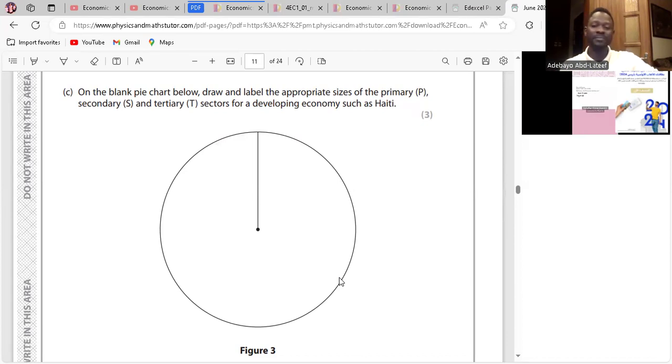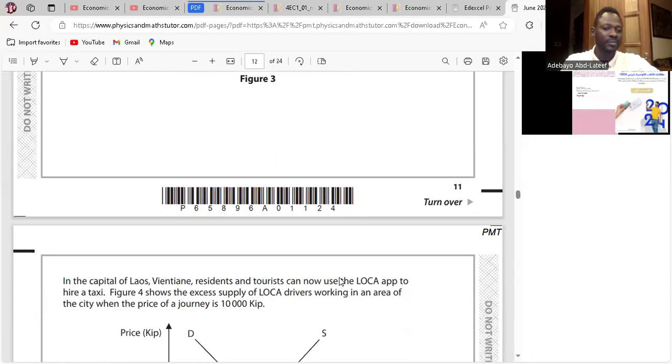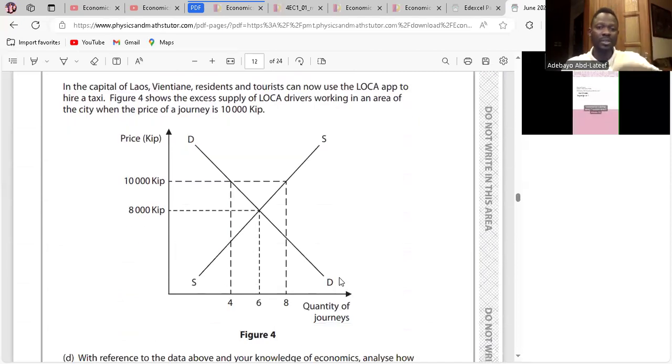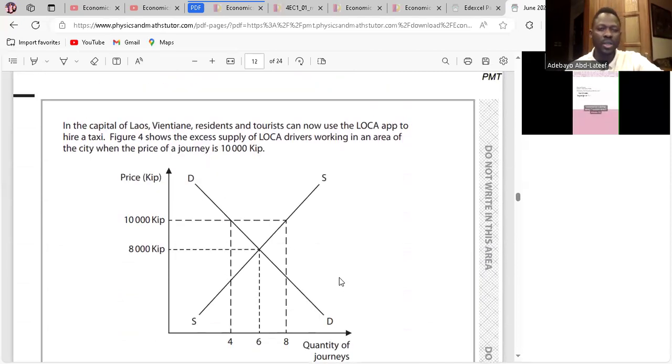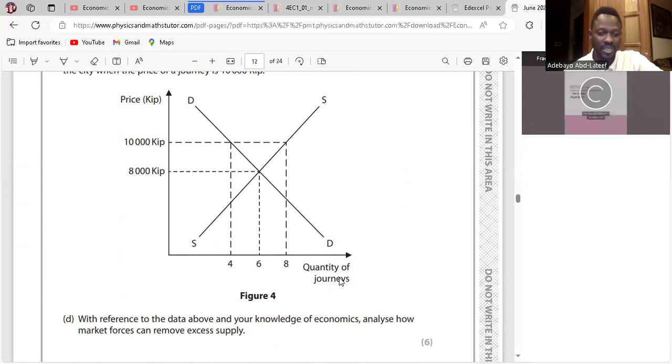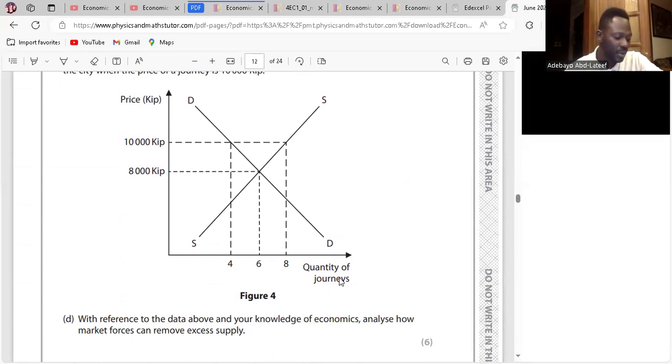Is it clear? Yes, it's clear. All right, we'll move on. In the case study, figure 4 shows the excess supply. Let's just go to the question. With reference to the data above and your knowledge of economics, analyze how market forces can remove excess supply.